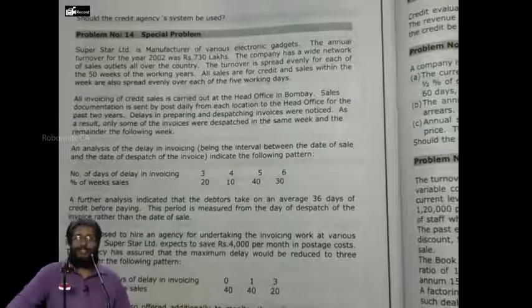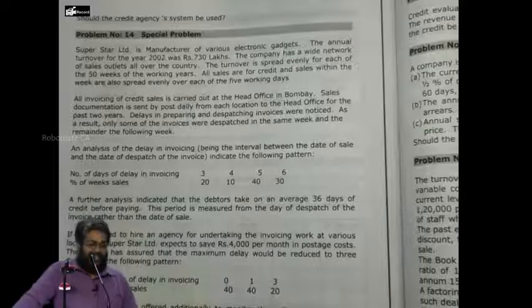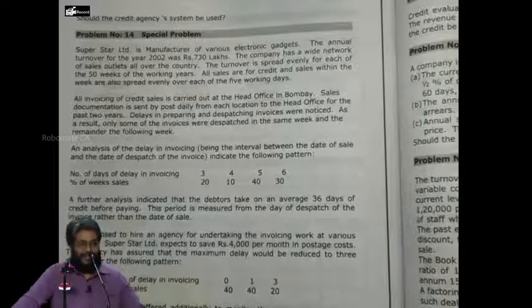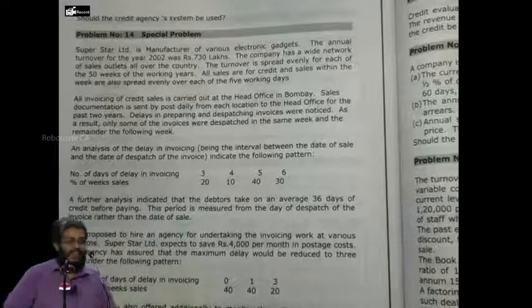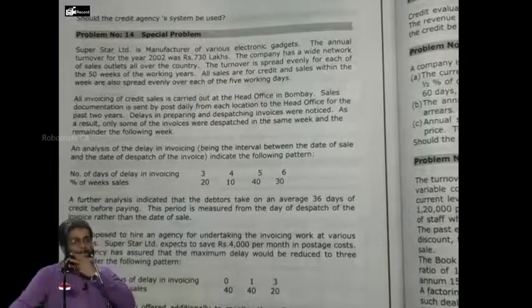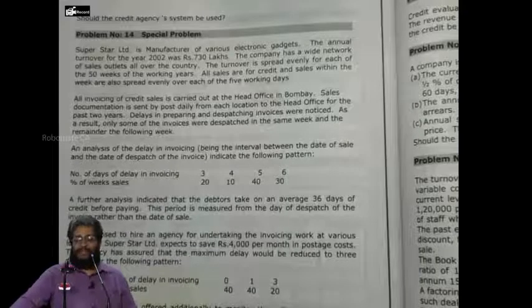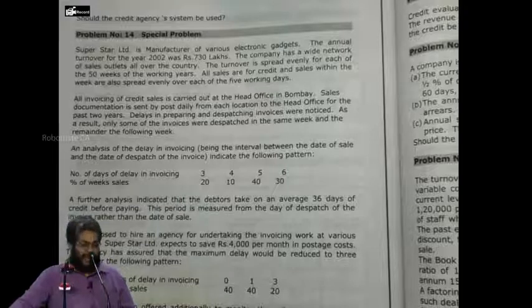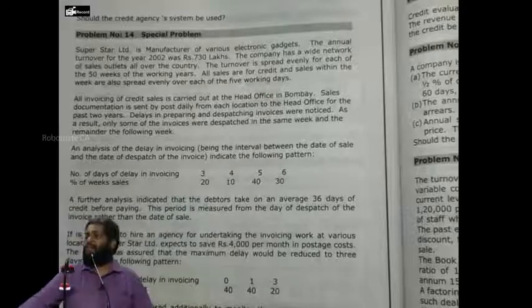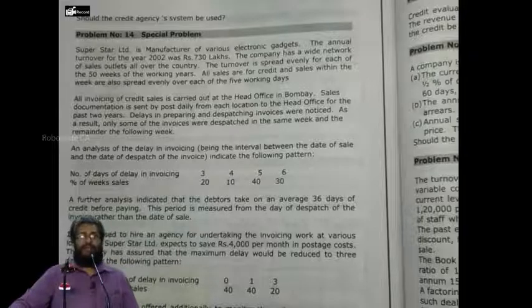Capital B, cost. Agency fees. Cost, agency fees. Capital C, net benefit, A minus B. Okay. Can we start or not?